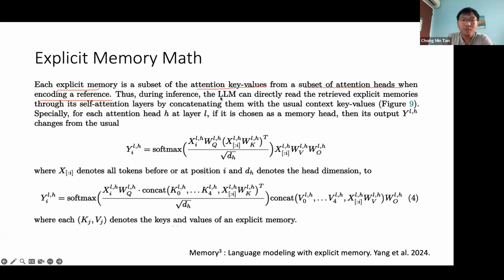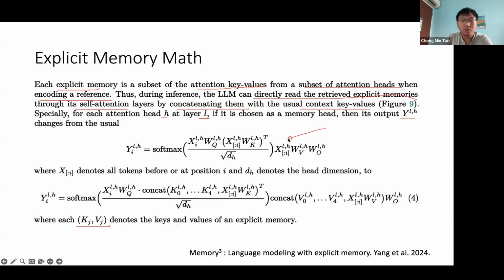So during inference, the LM can directly read the retrieved explicit memories through its self-attention layers by concatenating them with the usual context key values. Okay, so this is very important. For every head at layer L, if you want to concatenate this, then the output for the self-attention layer will be as follows. The initial one, this K_j, V_j, is extra stuff.